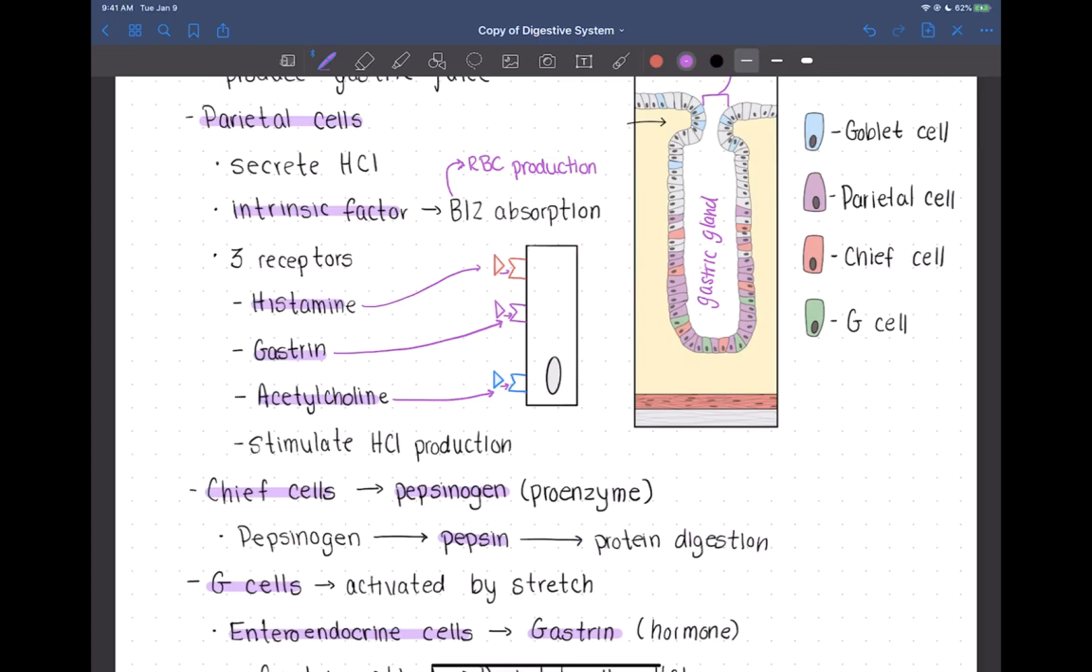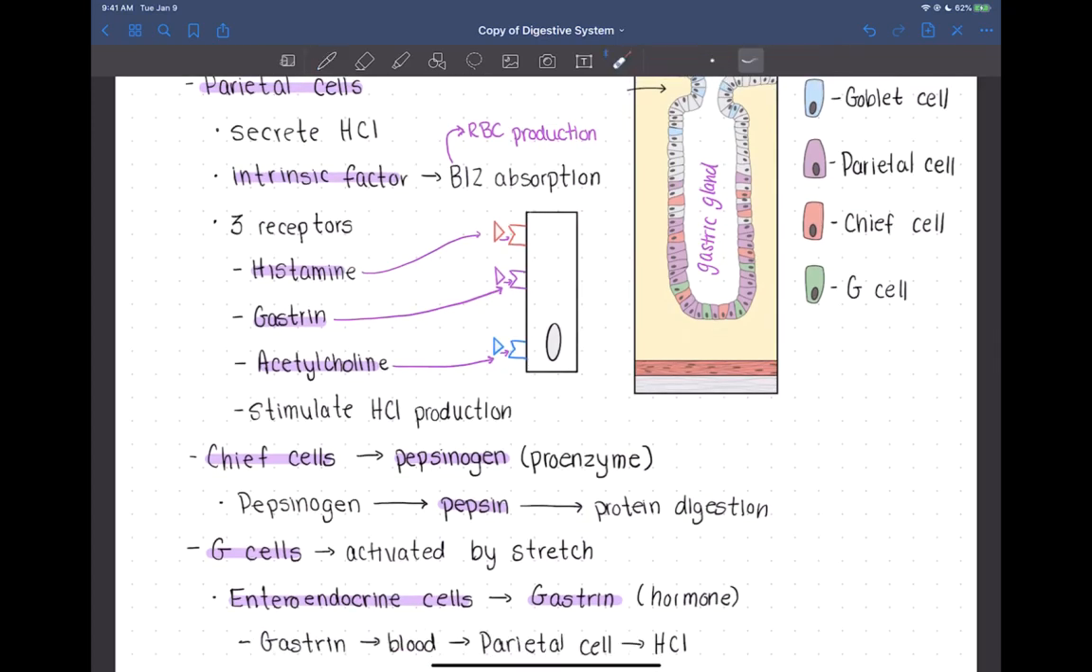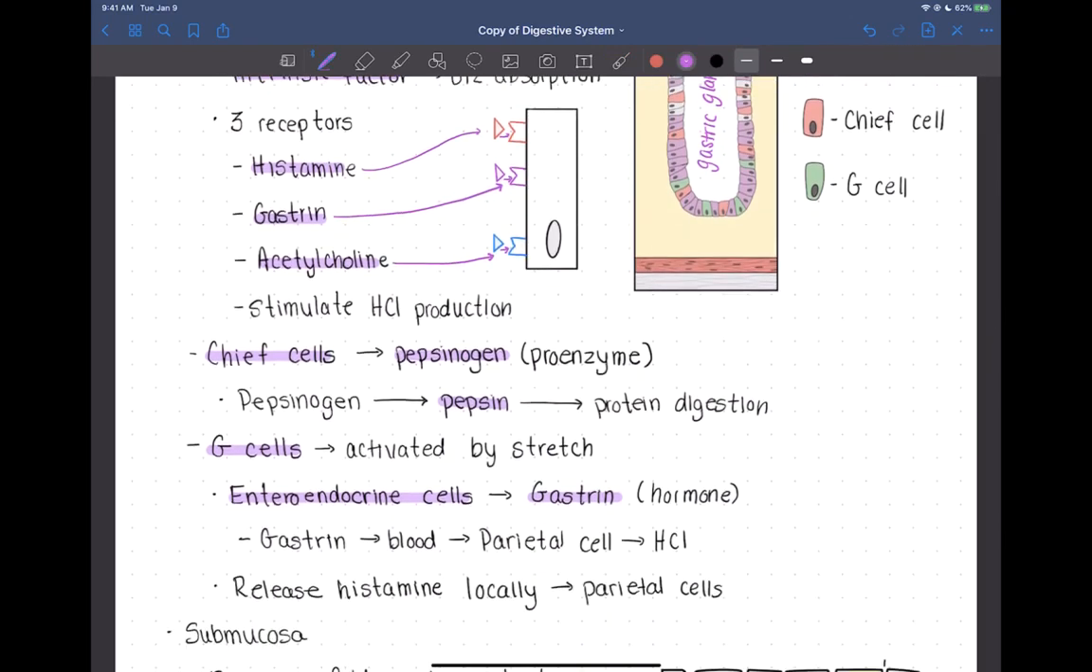Okay, and so then also in the gastric glands, we have these orangey red cells. These are going to be chief cells, and chief cells secrete the proenzyme pepsinogen. Just a reminder of what a proenzyme is: it's an inactive form of an enzyme. They're also sometimes called zymogens.